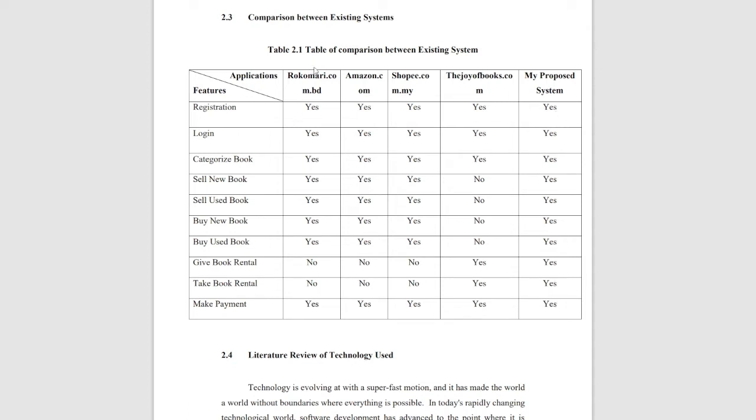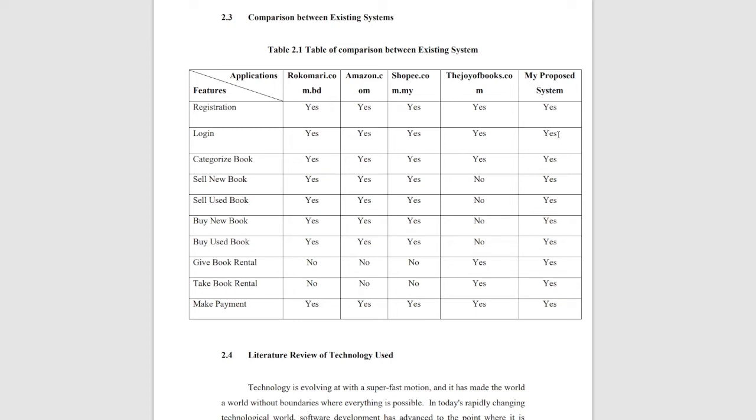If I look at Rockmoney.com, they sell the book, but they don't rent the book. And the same with Amazon, they do the same thing. Shopee.com as well. The Book of Joy.com, they only rent books, but they don't sell books. But in my system, there's a collaboration of both.